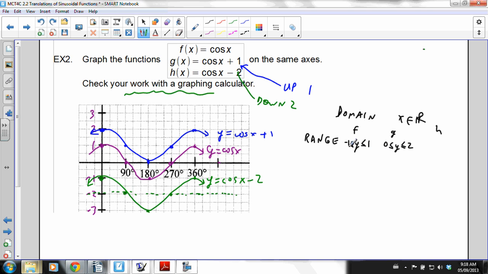and notice here what's happened. These values have just gone up by 1, right? Well, that makes sense. The outputs have been moved up 1, so that means the range gets pushed up by 1. Similarly, if I just look at the numbers, for H, the range should be down 2. And is that what the case is? Negative 1 and negative 3? Yep, nice. Notice that the period and the amplitude haven't changed.